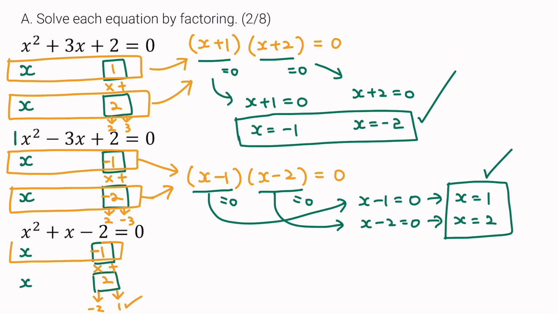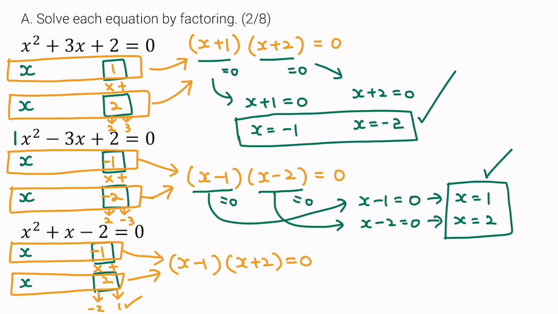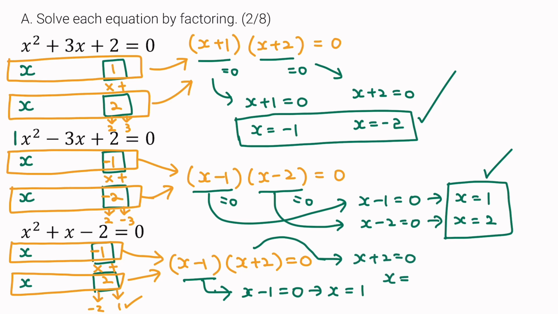I'm going to draw two rectangles to form two binomials. One is x minus 1. Second one is x plus 2, and that's equal to 0, meaning either our x minus 1 is equal to 0, leading us to think our x is equal to positive 1, or the second binomial, x plus 2 is equal to 0, leading us to think our x should be equal to negative 2. So these two numbers, 1 and negative 2, should be our solutions to this third quadratic equation.